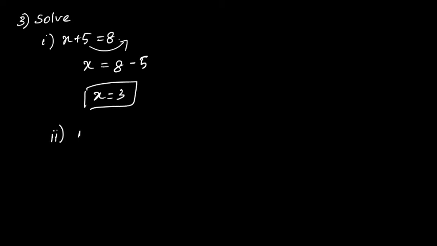Second question, p minus 3 is equal to 7. You need the value of p. So send minus 3 to the RHS. You will get p is equal to 7 plus 3. 7 plus 3, the answer is 10.